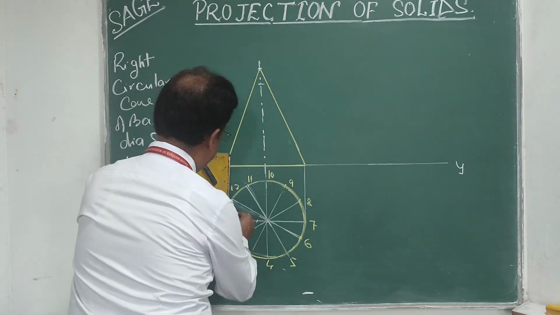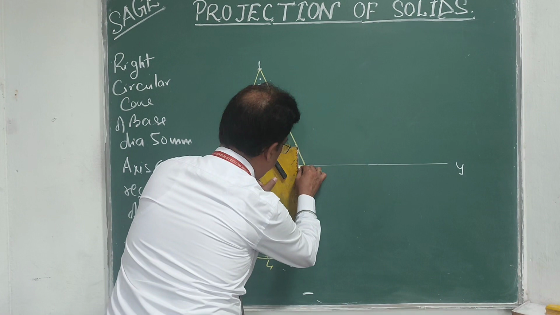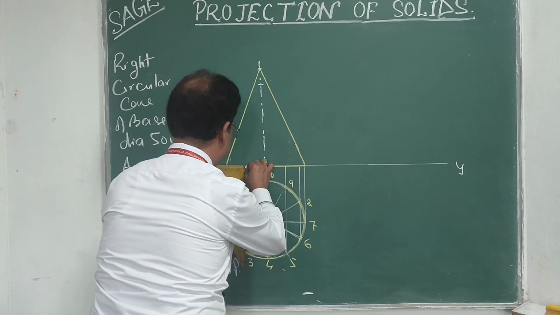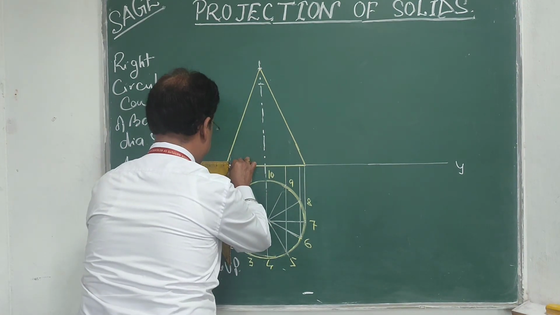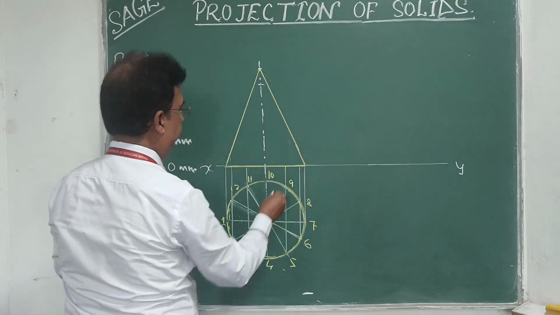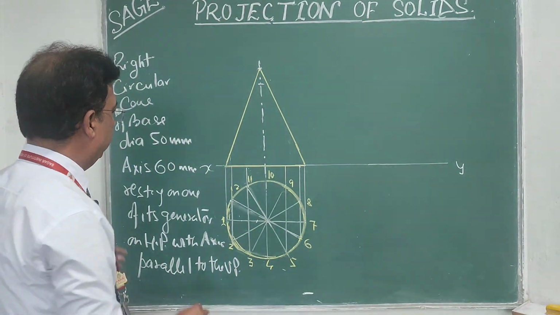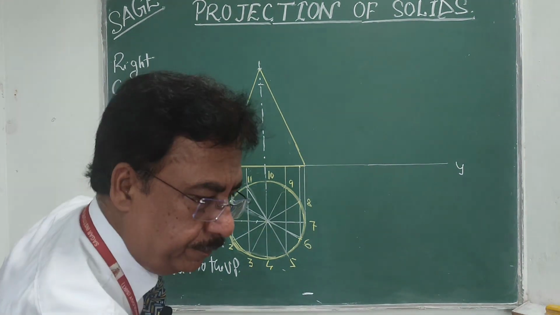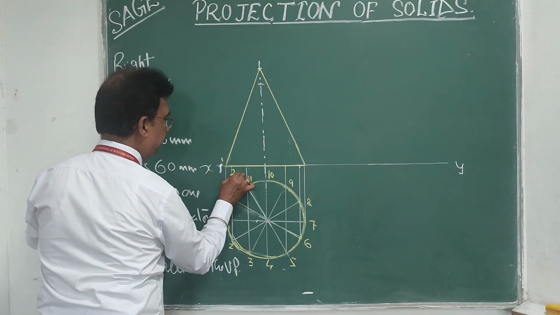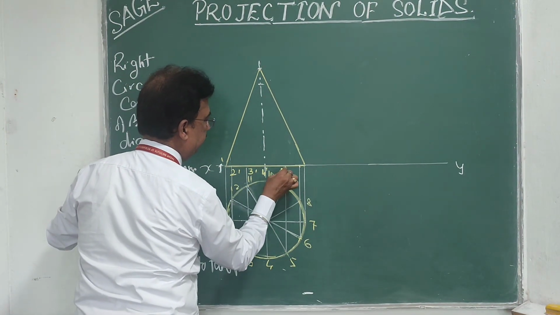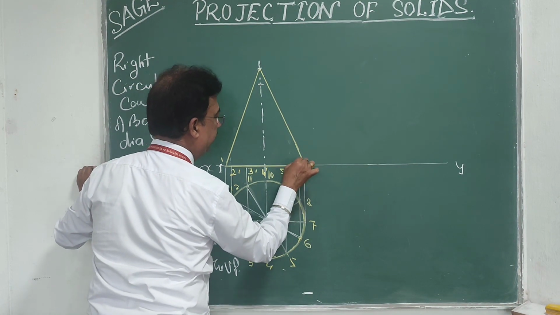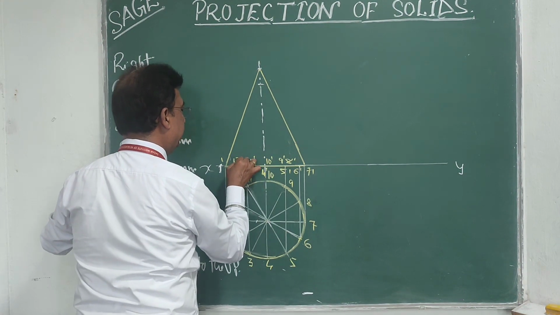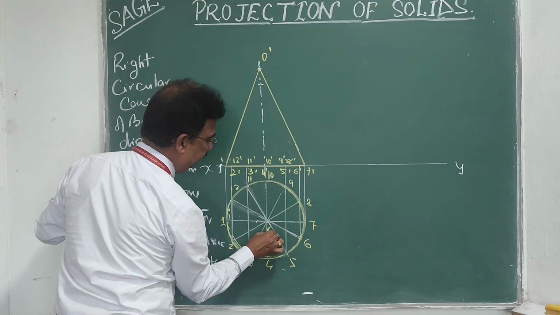Now I will shift all these points in the front view up to the base, means up to the XY line. And name those points in the front view also. So this will be 1 dash, 2 dash, 3 dash, 4 dash, 5 dash, 6 dash, 7 dash, 8 dash, 9 dash, 10 dash, 11 dash and 12 dash, and this will be the apex O dash and this will be O.